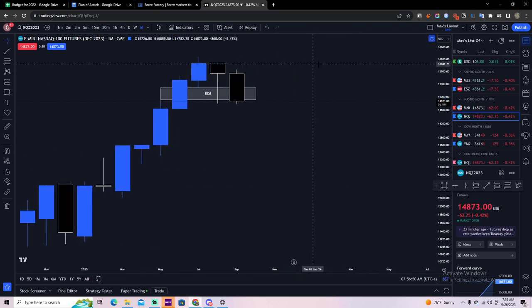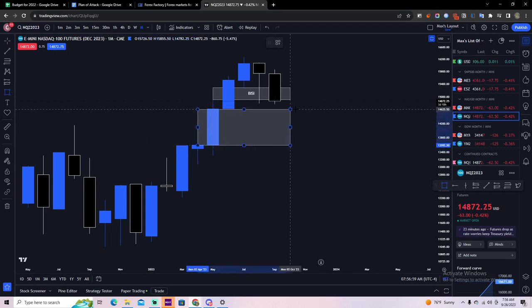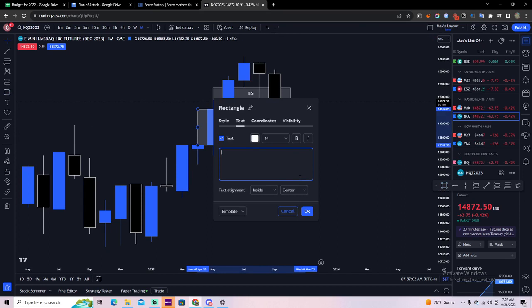All right, so last week we traded to this buy side imbalance, sell side inefficiency, but it's good to note that we still have this one from here to here as a potential objective in the future. So I'm going to put this as a C as well.